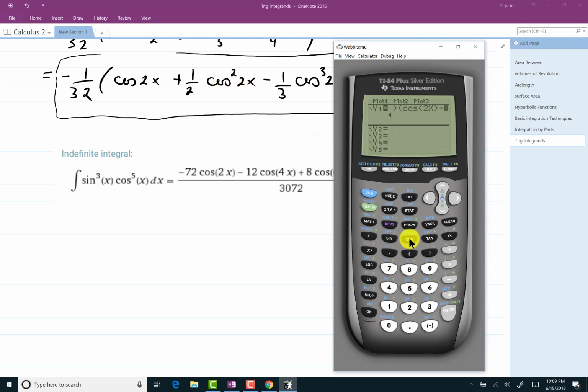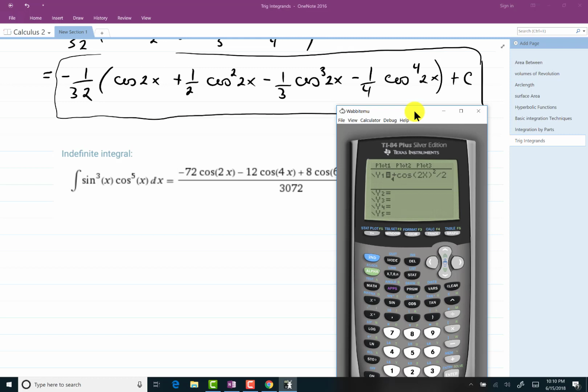So what would I do there? Cosine of 2x. Now I'd like to square that. Oh, well, that's nice. Squared, it puts it up in the exponent, so then I can divide by 2 and it's not so bad. Move it out of the way so I can get the rest of the stuff.